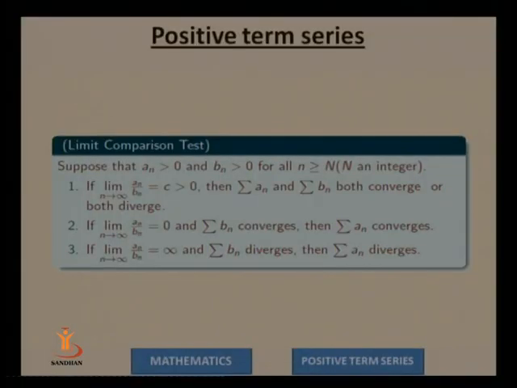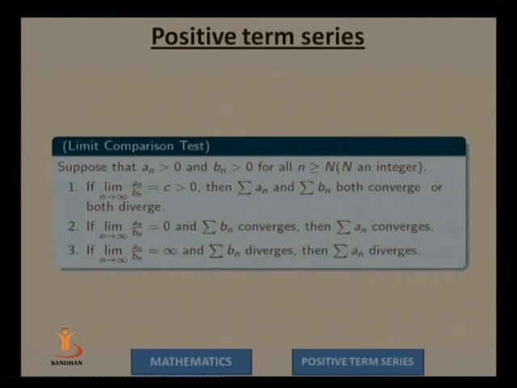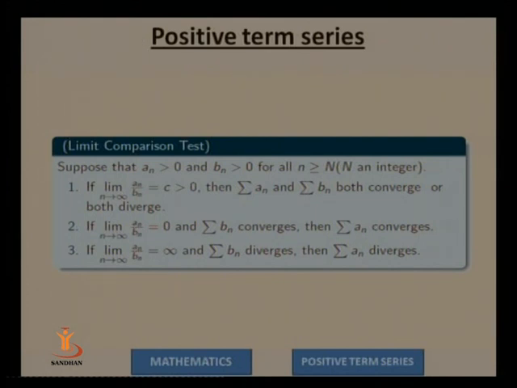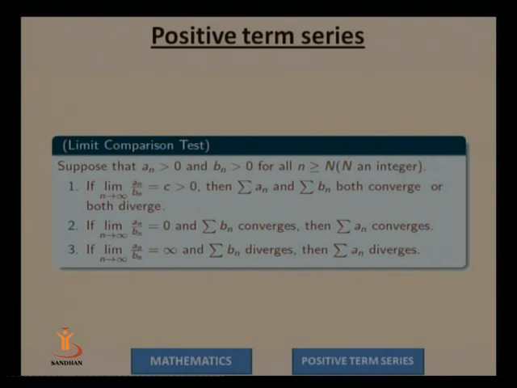Now the second result says that if limit n tends to infinity a_n upon b_n equals 0, and b_n is a convergent series, then a_n is a convergent series. Another last result says that if limit a_n upon b_n equals infinity, and b_n is a divergent series, then summation a_n diverges. That means the last two results say that if that limit is 0 and the denominator series is convergent, then the numerator converges, and if that limit equals infinity and the denominator diverges, then the numerator diverges.